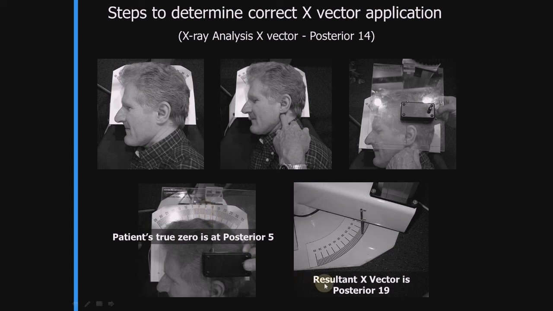And if we had a posterior 14-degree instrument coordinate, then applying a posterior 14 to the patient's posterior 5 would give us a posterior 19-degree instrument x vector setting. So in this example, you can see that had we not taken this measurement of the patient, we would have been 5 degrees errored in our mathematical application of coordinates.